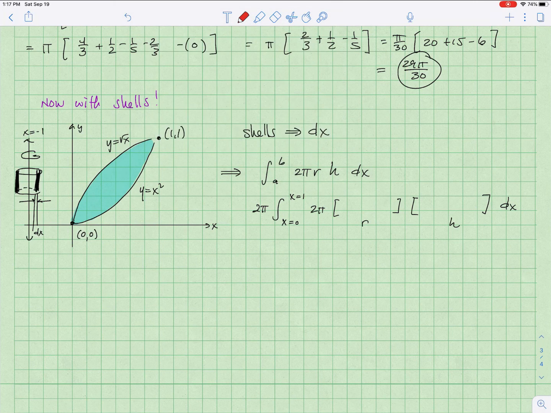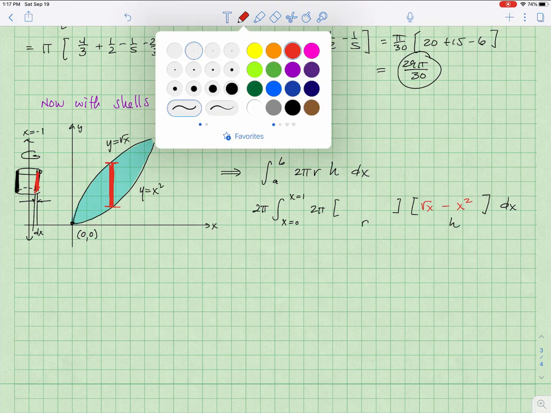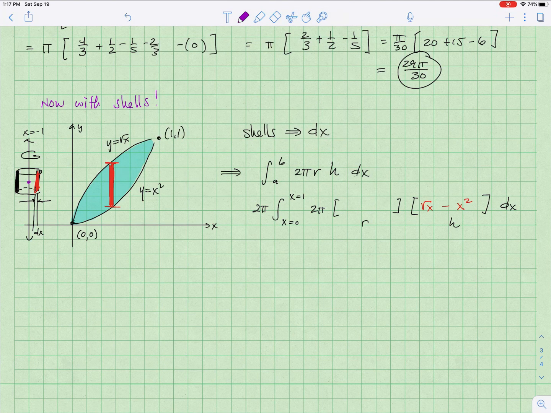Now, that means that our approximating strip in this region is going to be vertical. That's this strip here, and it's going to have a certain height. From section 5.1 in the area between curves, that height is going to be the top curve, square root of x, minus the bottom curve. And the radius is going to be still the distance between the axis of rotation out to the shell wall, or that vertical strip.